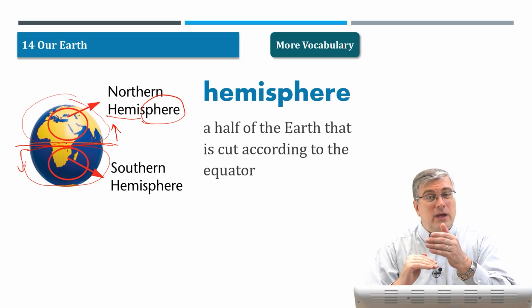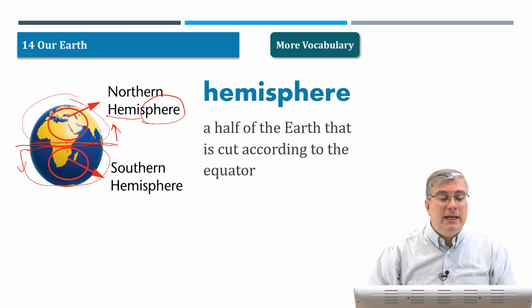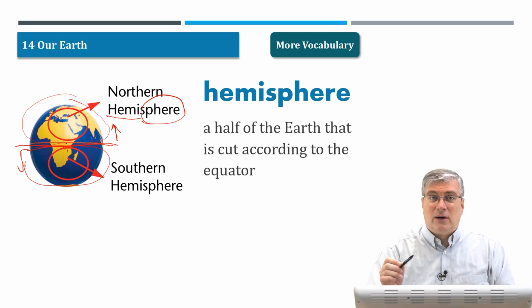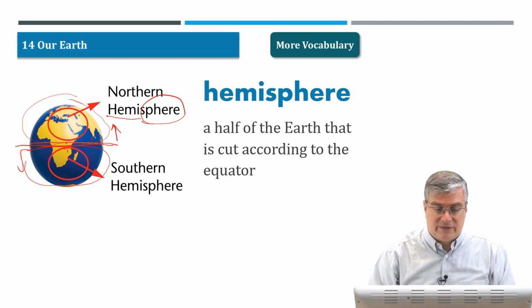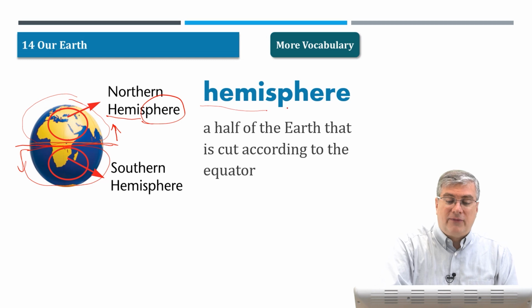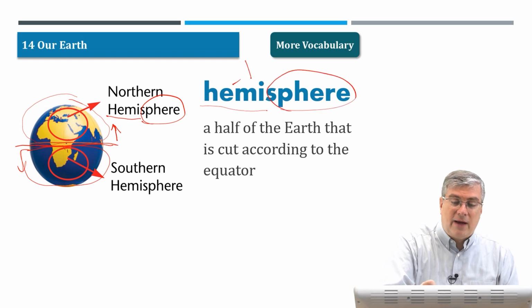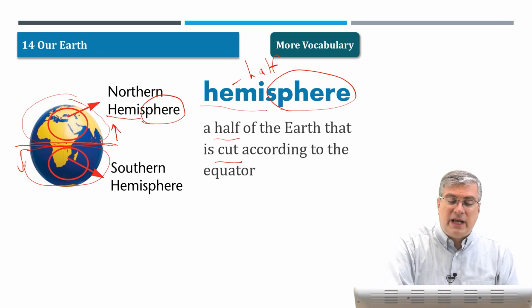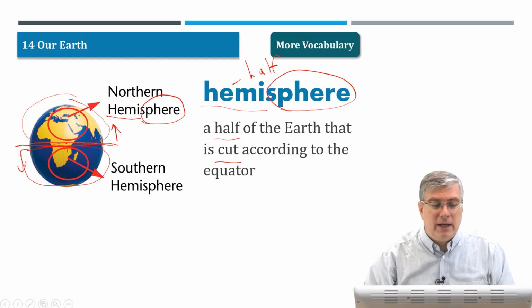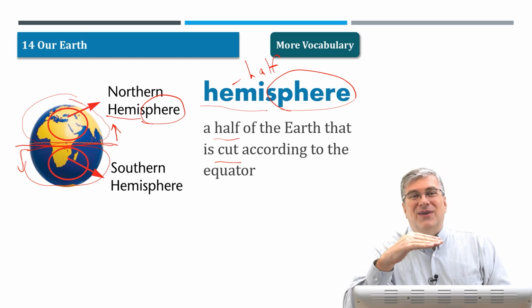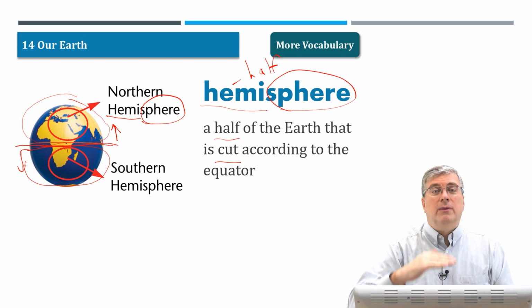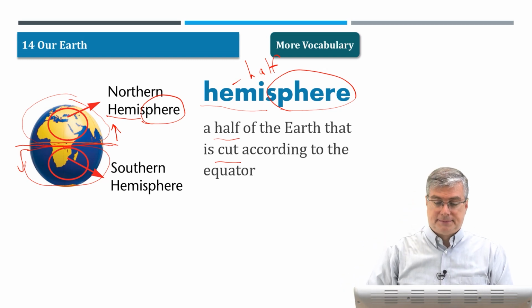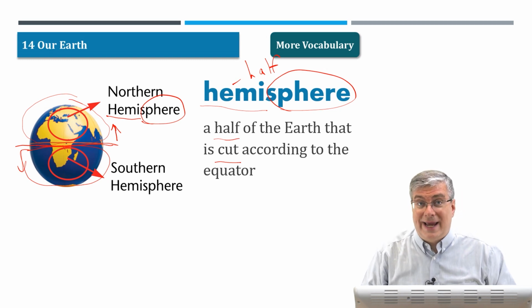And again, for the southern hemisphere, same idea, right? The southern half sphere is basically what we're saying. So it's the southern hemisphere and the northern hemisphere. Hemisphere, hemi, half of the sphere. Hemi is half, right? And it's right here, actually. A half of the earth that is cut according to the equator. Again, the equator is the dividing line. It is the line that divides north from south. Okay, those are our words for today.